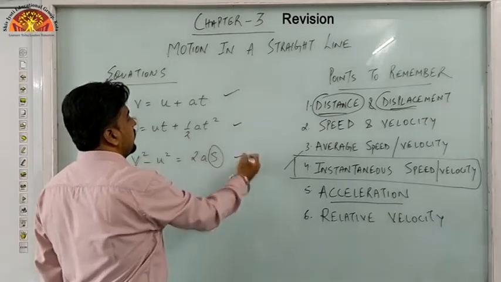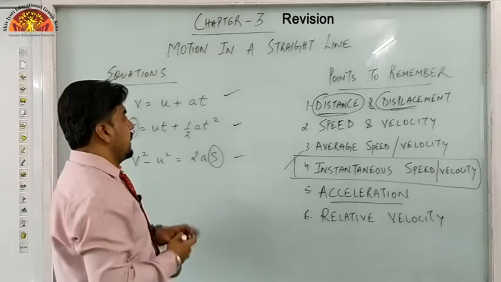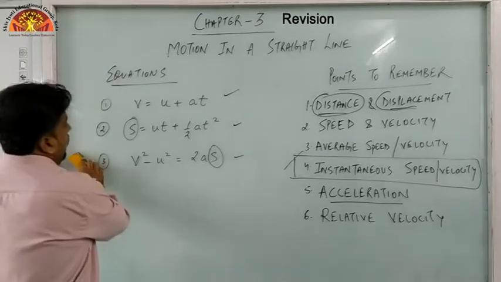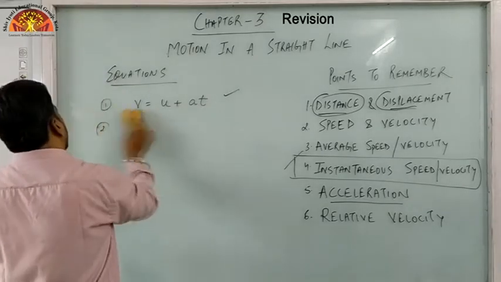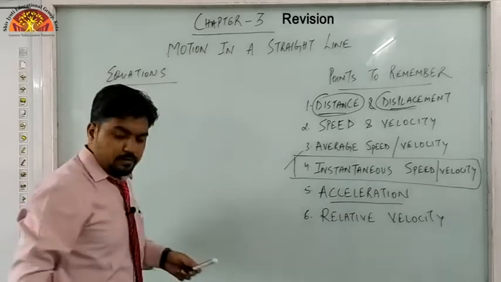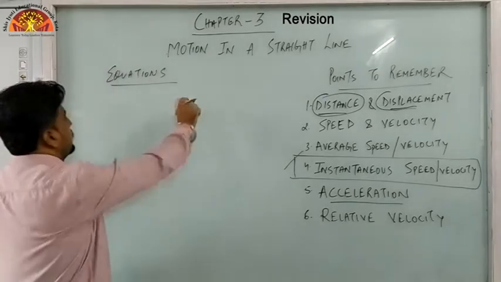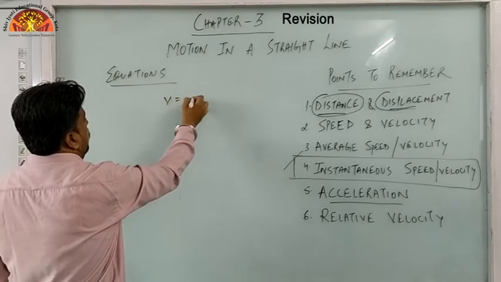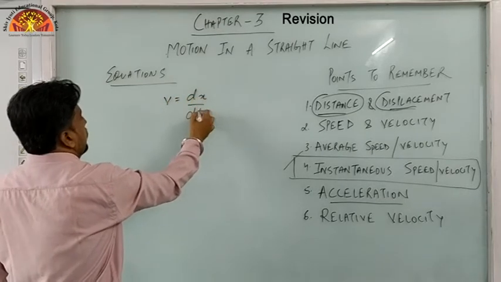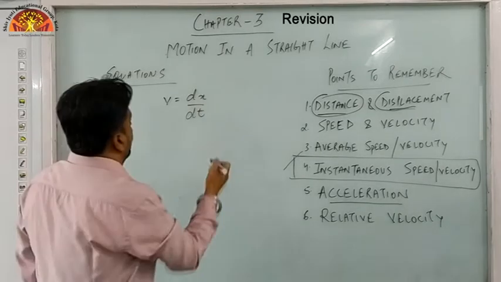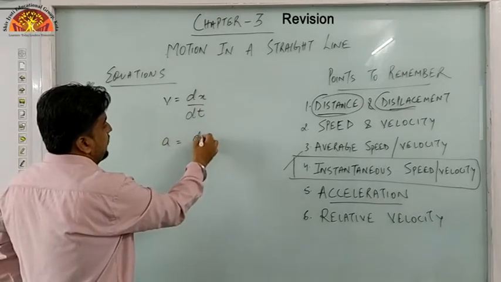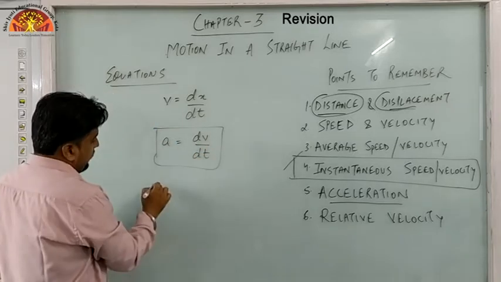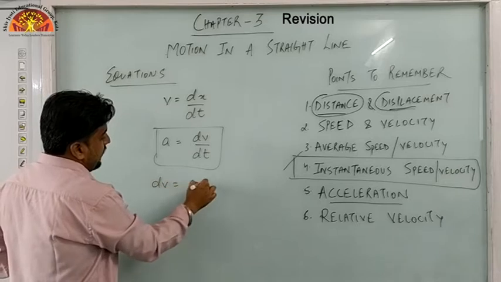You might have also done the derivations of these. The derivation is given in the book, it's very easy. But if we talk about the instantaneous quantities, you can easily do it by yourself. As I told you, the formula of velocity is V equals dx by dt, and acceleration is dv by dt. Using this equation, we can write it as dv equals a dt.